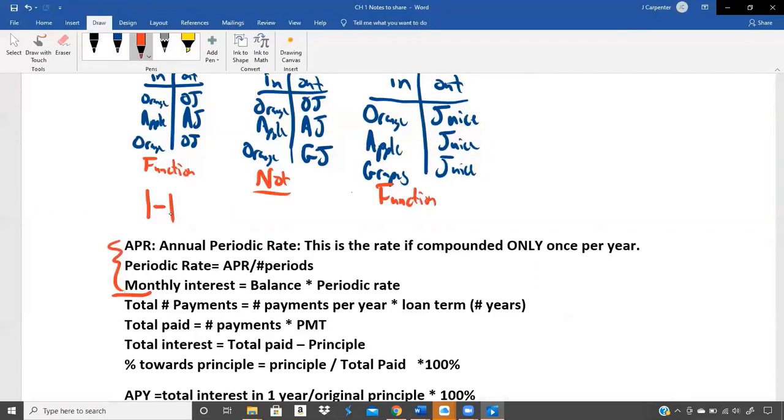But you have to find the total paid first. So it's the number of payments times the payment. So if you're paying, say, $1,000 a month for 12 months, let's say you just pay for 1 year, that means $1,000 is your payment, 12 payments, 12 months, 12 times 1,000 would be 12,000. So maybe we borrowed 10, we paid back 12, that means the interest would be $2,000.